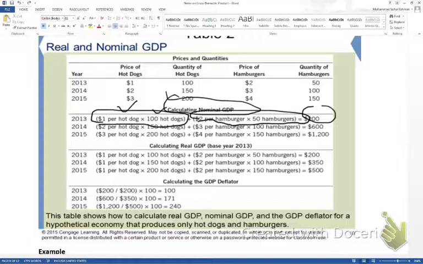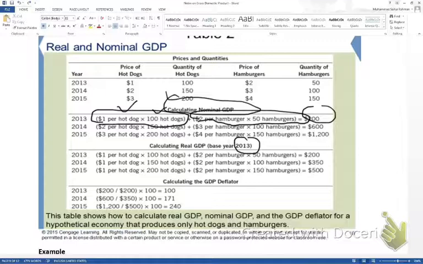Let's now look at the situation where we want to calculate real GDP. Real GDP requires that you fix a certain year's price as the base year and you calculate GDP based on those prices. We usually use the earliest year as the base year. So we have 3 years of data, 2013, 14 and 15.